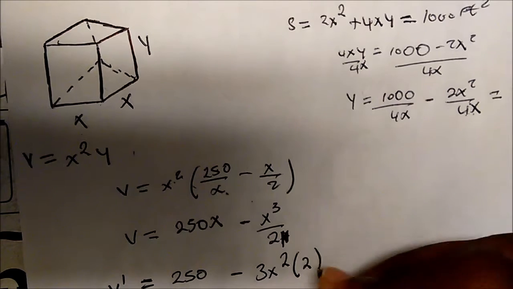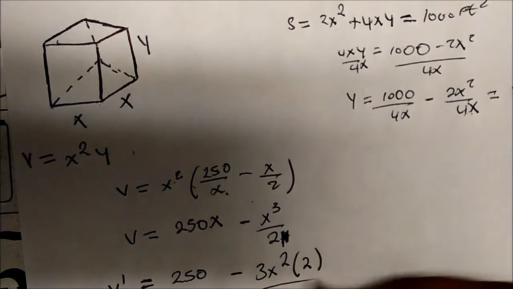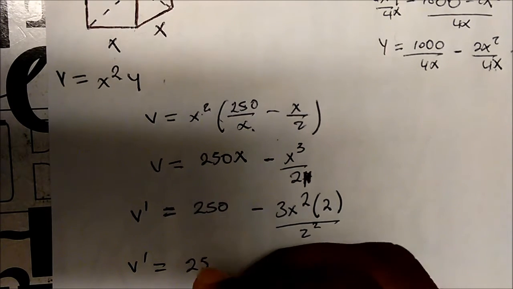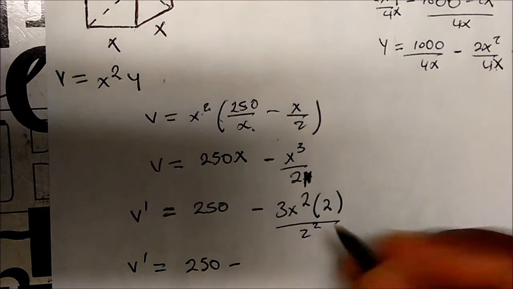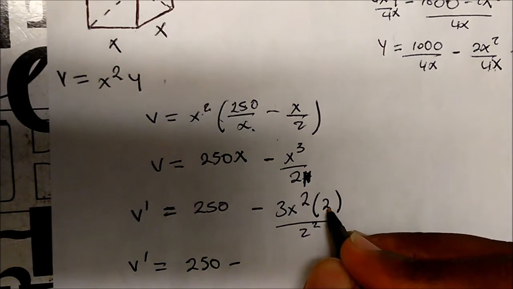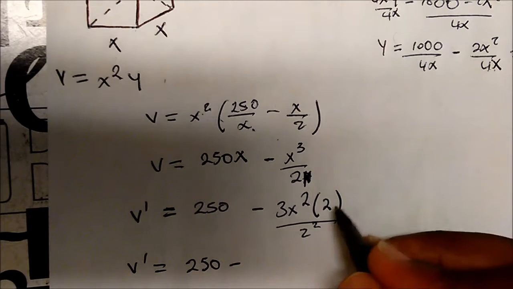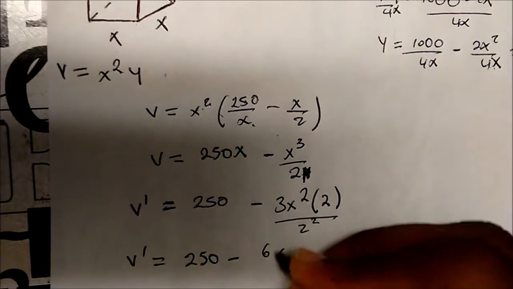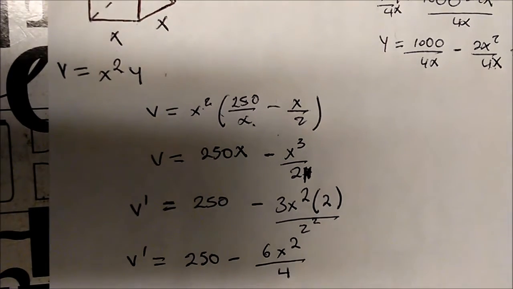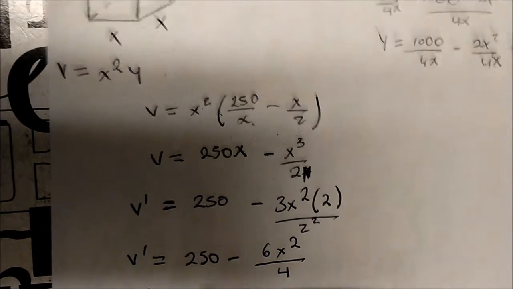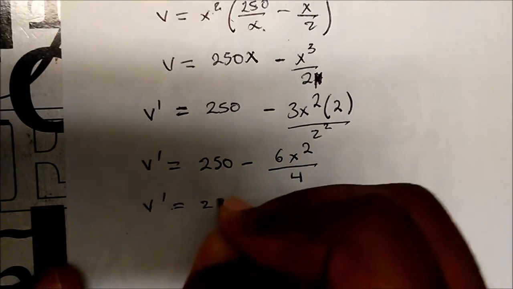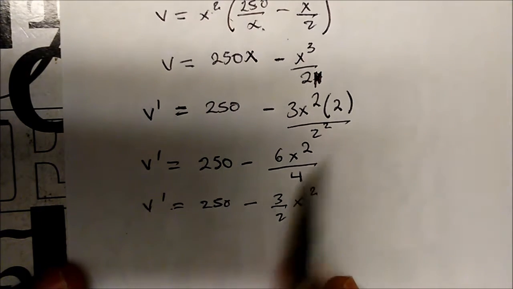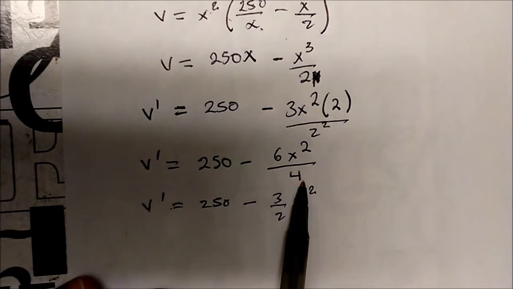I'm just going to simply multiply that by 2, all divided by 2 squared. And that v prime in a simpler fashion would just be 250 minus, well, 3 times 6, 3 times 3, 2 times 3 is 6x squared, right? So 6x squared over 4, and v prime really just simplifies to 250 minus 3 halves x squared, right? 2 goes into this 3 times, 2 goes into that 4 times.